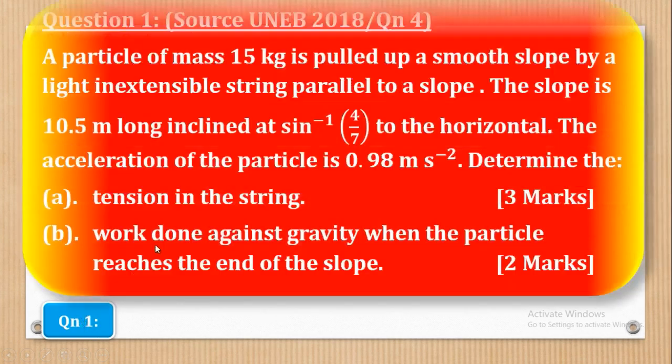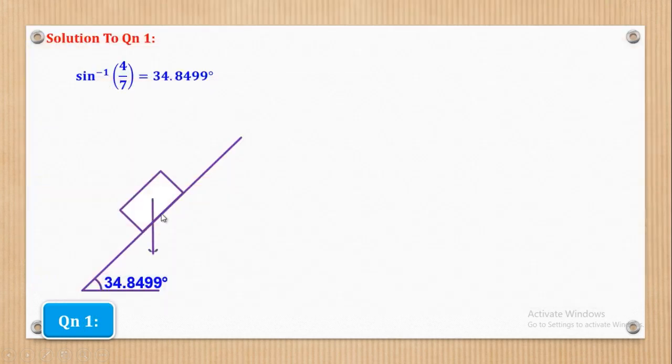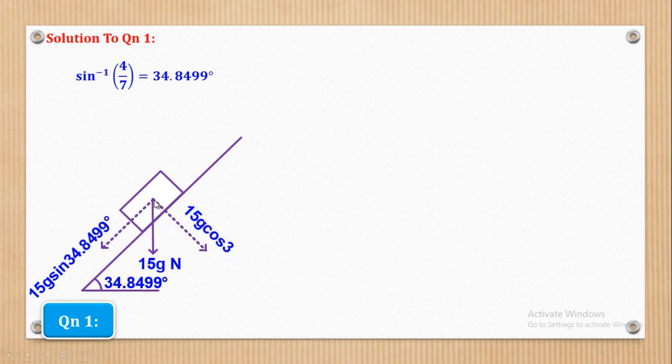Now they told us that the particle is of mass 15 kilograms, so we are going to first come and show the weight of the particle. So the weight is 15g newtons, and you have to resolve it into two components. One component parallel to the plane, and it will be 15g sine 34.8499 degrees, and the component perpendicular to the plane will be 15g cos 34.8499 degrees. Now remember, note that the resolved components are represented by dotted lines because they are not other forces. It's just a resolved component of the force which is on the diagram.